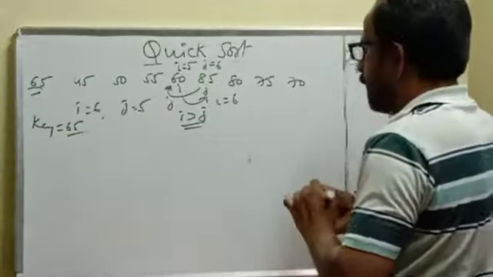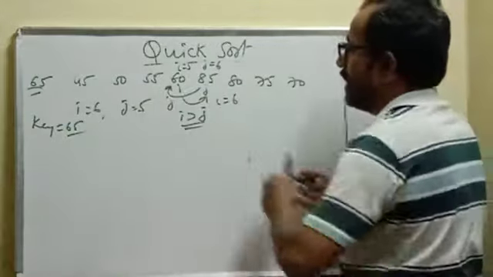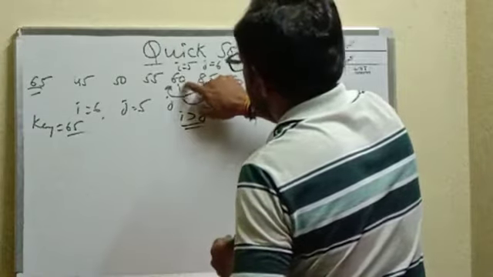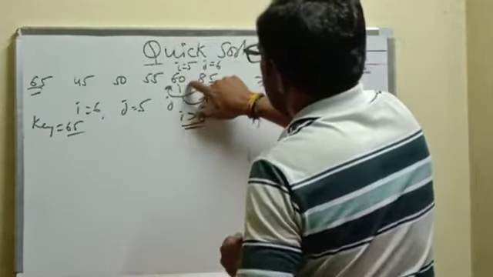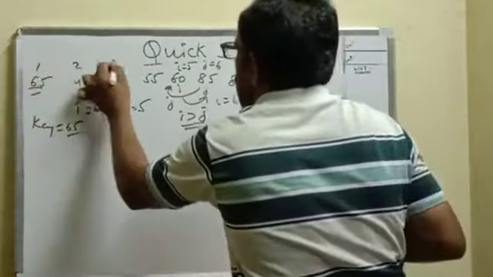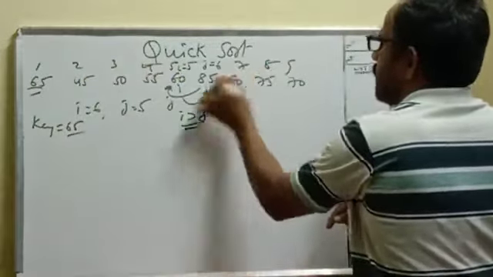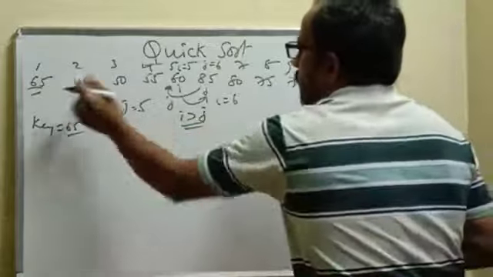Then here we are supposed to interchange key with a of j. Now what is a of j? It is 60, because the jth location is 5. At the fifth location, counting 1, 2, 3, 4, 5, the element is 60. What is the key element? 65.